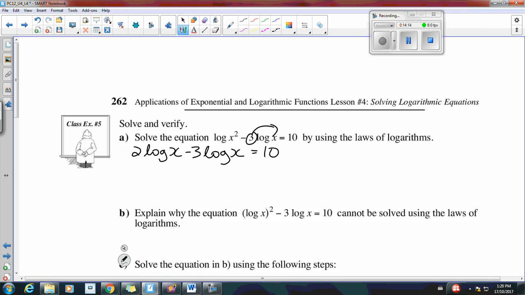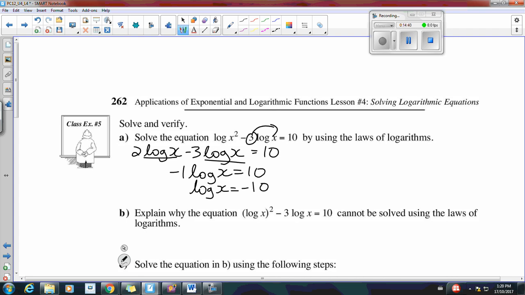So now I have 2 log x minus 3 log x. Since these logarithms are the same base, and they're both log x, both have the same argument, I can combine these. These are like terms, so I can now say negative 1 log x equals 10. Dividing both sides by negative 1, I get log x equals negative 10.